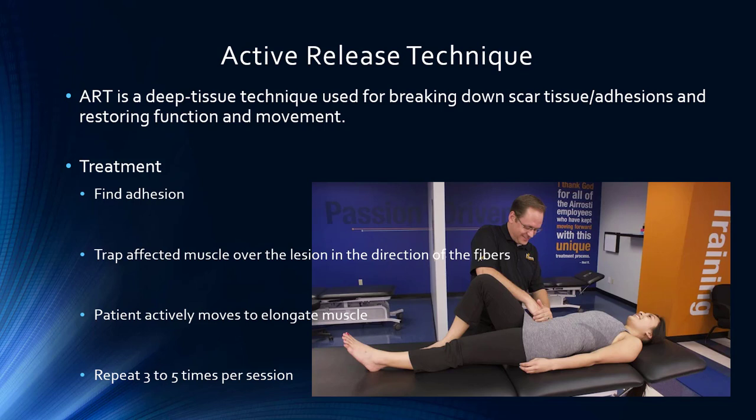To perform active release technique, the clinician locates adhesions in the muscle, tendon, or fascia that are causing the problem. Once an adhesion is located, the clinician will trap the affected tissue by applying pressure or tension with the thumb or finger over these lesions in the direction of the tissue fibers.